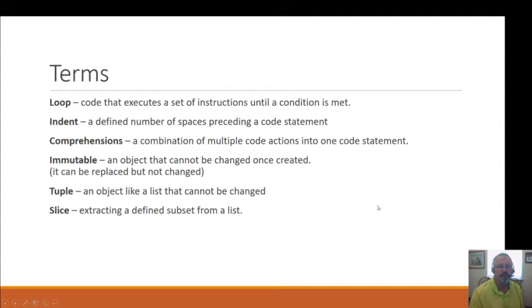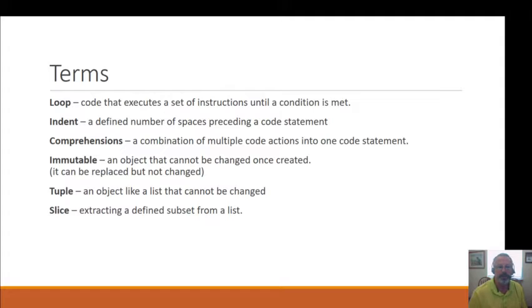Terms: loop. Basically, it's code that executes a set of instructions until a condition is met. We're going to be using the for loop. There's also a while loop, and the while loop is looking for a true statement. In the for loop, typically you're giving it some enumerated or limited set of data, a data structure with a limited set of elements, and you're saying for each element in the loop, do something, whether it's print it, change it, sort it, whatever.